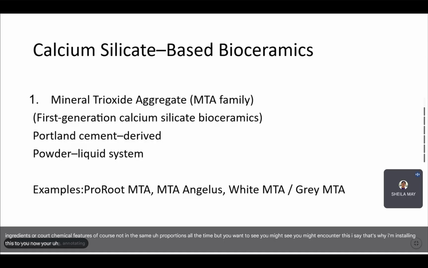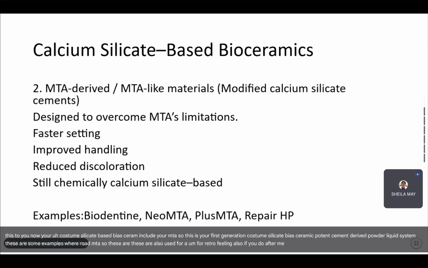Your calcium silicate based bioceramics include your MTA. This is your first generation calcium silicate bioceramic, a Portland cement derived powder liquid system. These are some examples, your ProRoot MTA. These are also used for retrofilling if you do an apicoectomy.